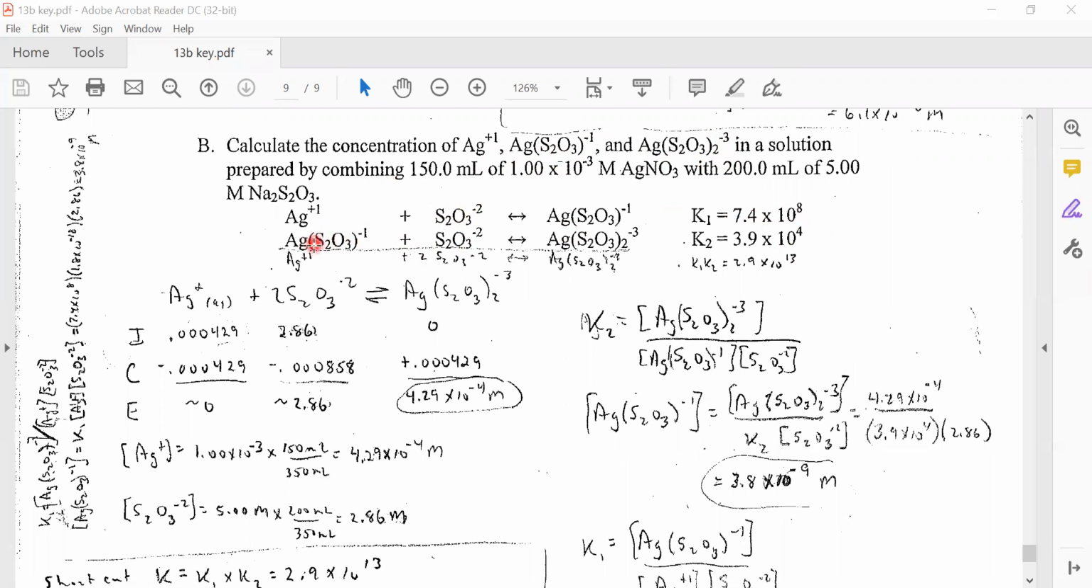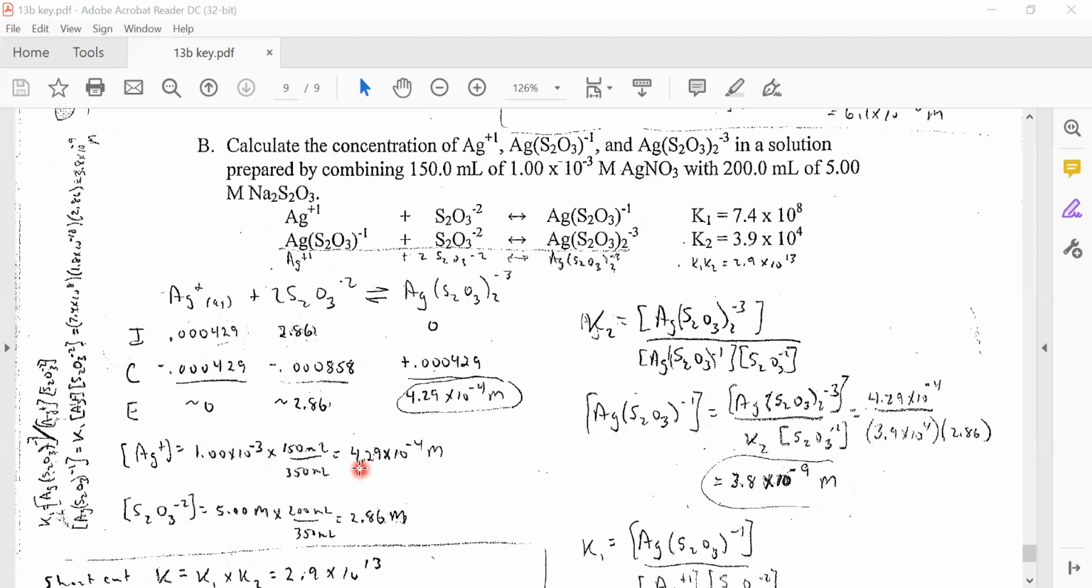Let's combine the two equations together. You can see the intermediate AgS2O3, and what happens is you get Ag plus 2 S2O3 minus 2, and then you get Ag(S2O3)2 minus 3, and it's K1 times K2, which is 2.9 times 10 to the 13th. So that goes extremely much toward the products. So again, what I've got to do is take my concentration of each one, but I have to go through the dilution factor. Notice it's 150 and 200, so it's a 150 over 350 here.